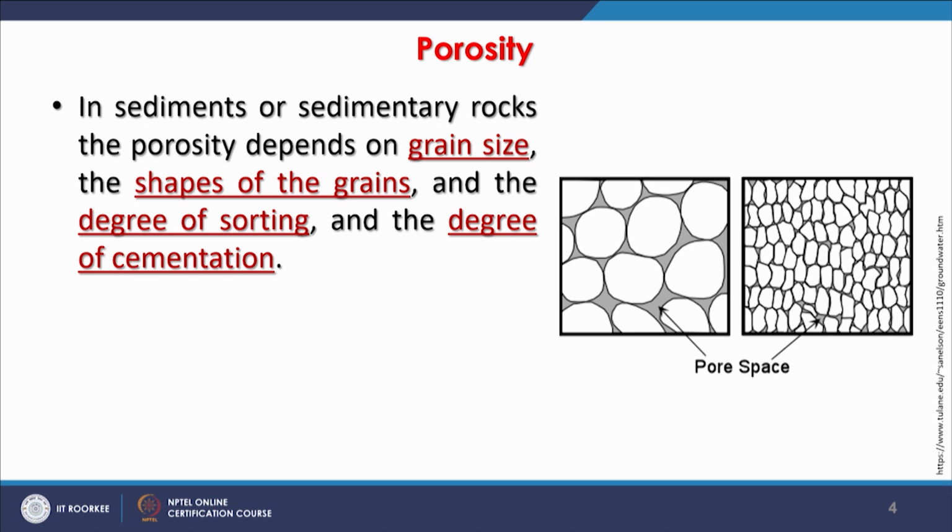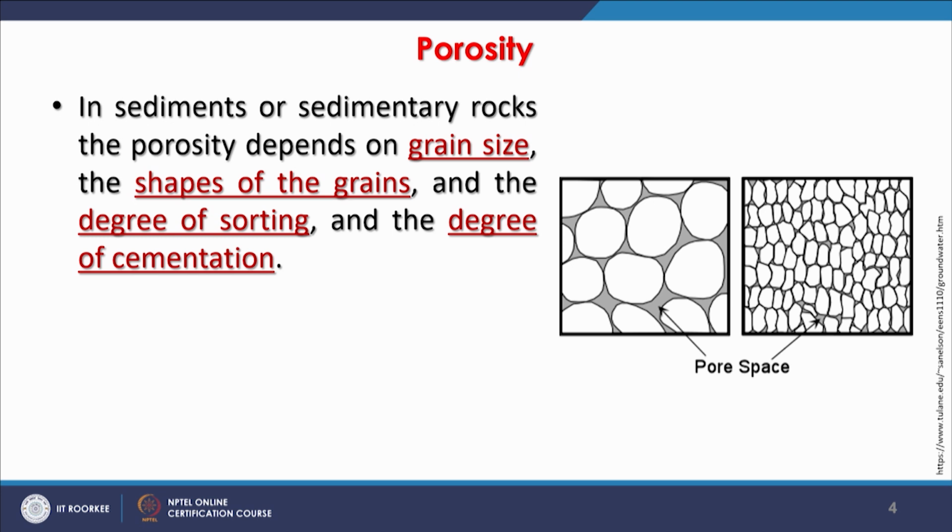If the grain size is larger, then there are chances that we will have more porosity. If the shape of the grains is rounded, then we will have more porosity. But if the grains are more flat, then there are chances that we will have less porosity.